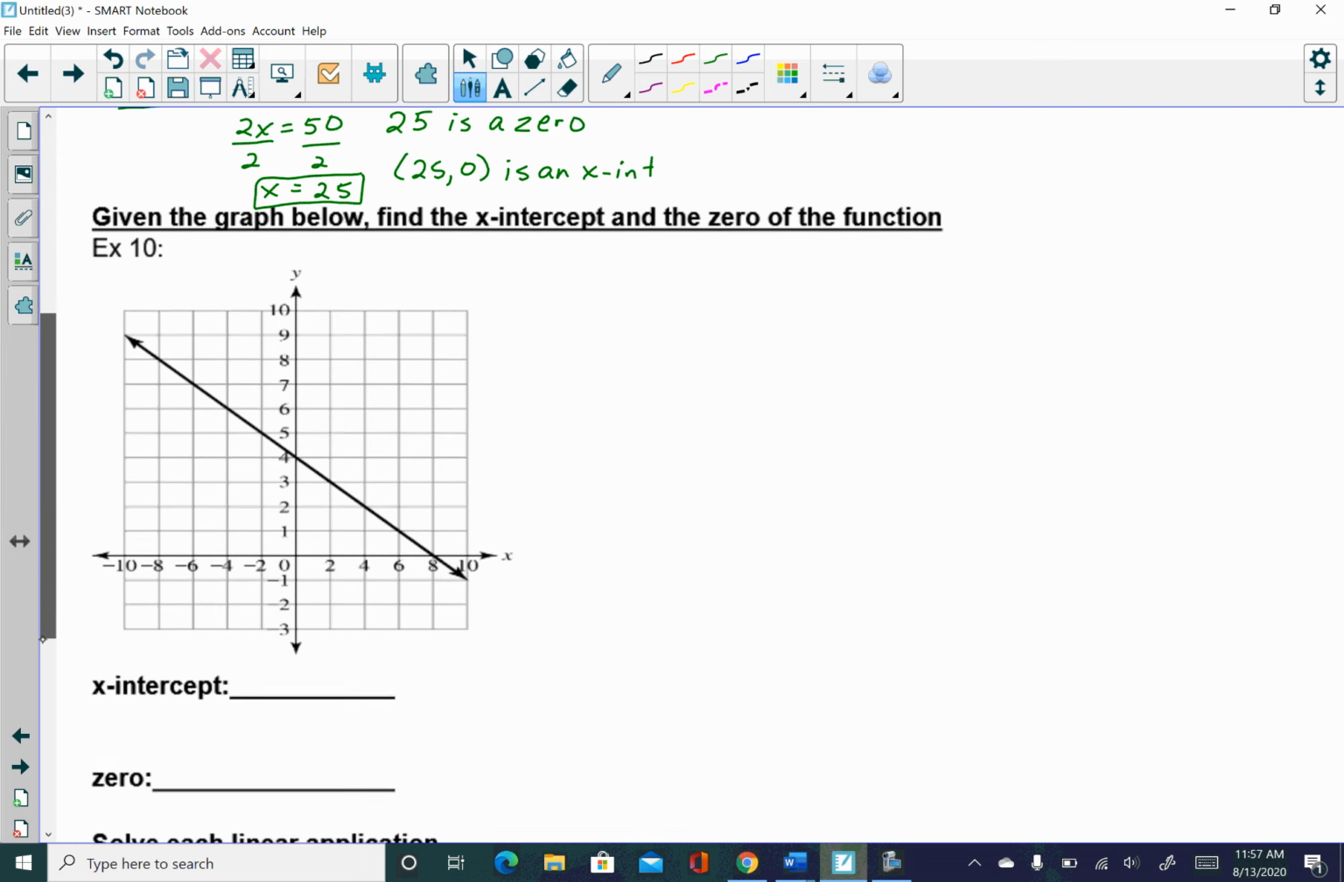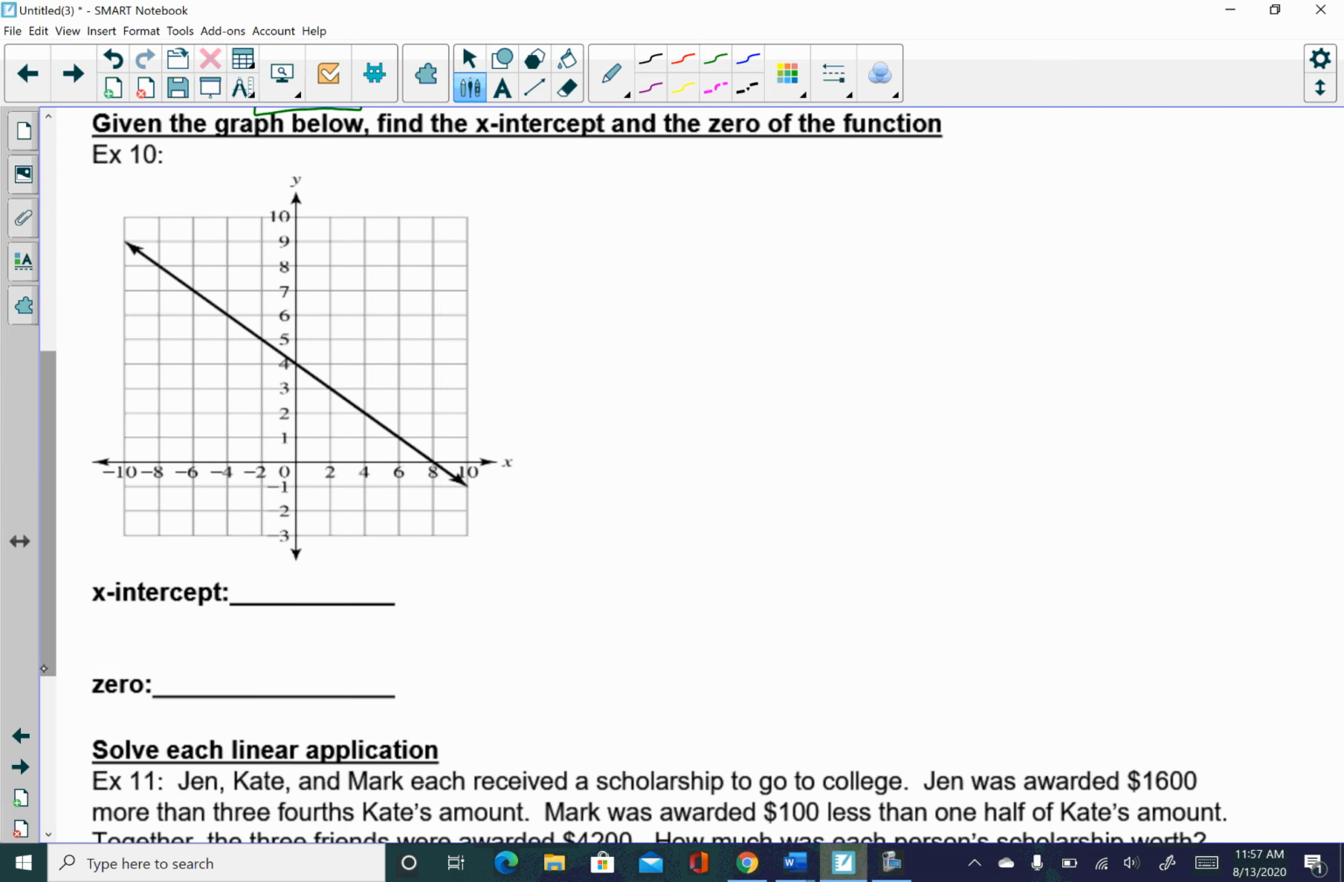All right, let's look at example 10 then. In example 10, it says, given the graph below, they want us to identify the x-intercept and the 0. So x-intercept, remember, that's very intuitive. It's where you cross the x-axis. So hopefully you agree. This graph is crossing the x-axis down here at 8. X-intercepts are always written as ordered pairs, so that's why I'm writing that there as 8, 0.